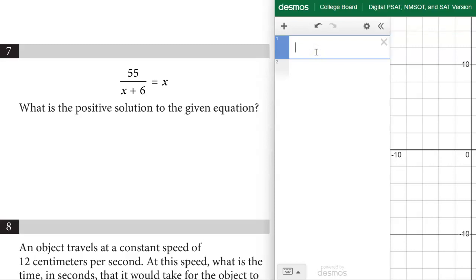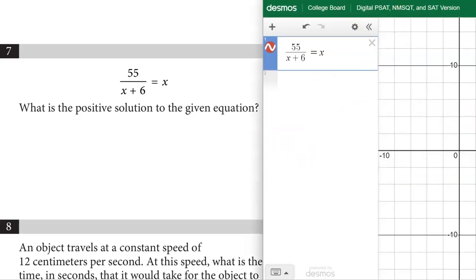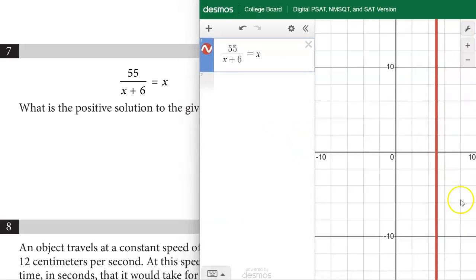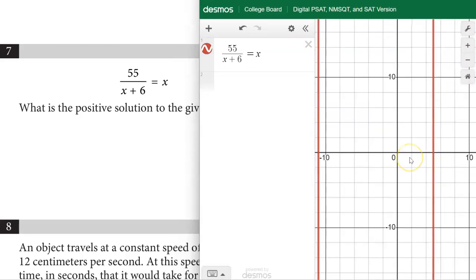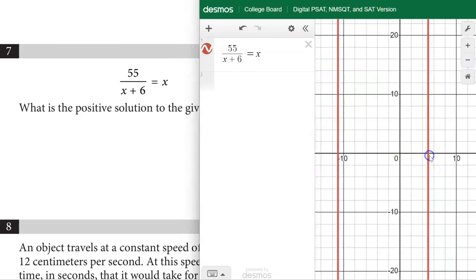So we're going to type this in, type 55, and then divide, and then type in the denominator x plus 6, and then go ahead and put an equals x to the right of that. And then the positive solution to the equation will be given as a vertical line. And that vertical line is located on the x-axis.